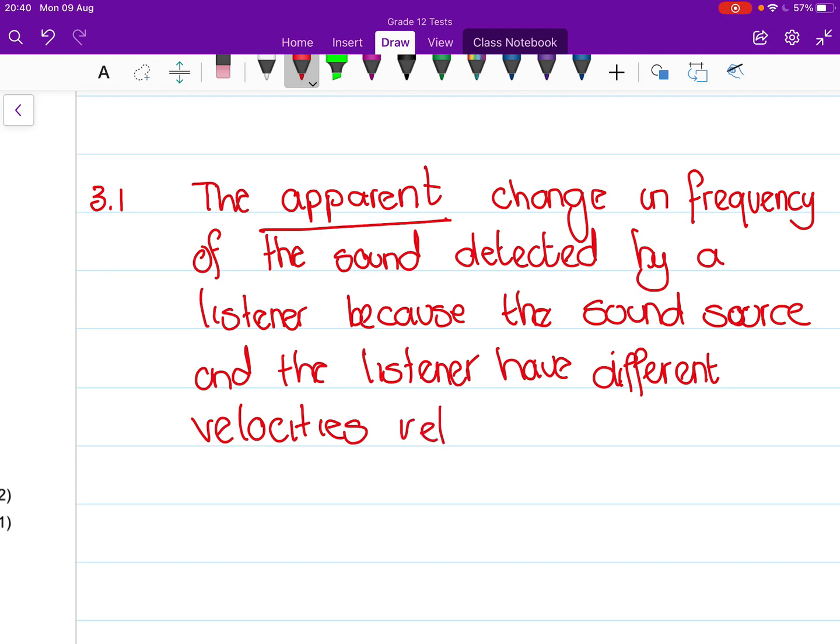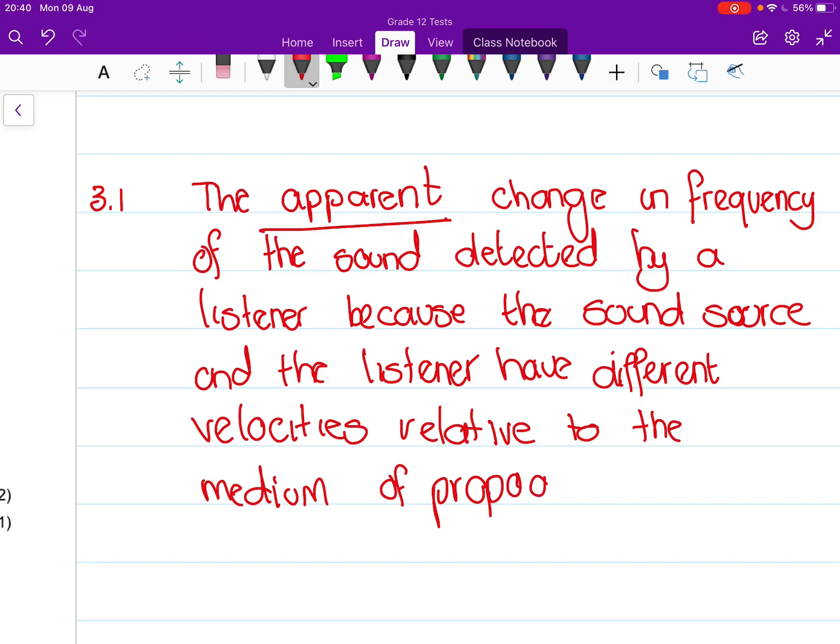Relative to the medium of propagation. Okay, guys, you gotta learn definitions. You have to. Alright.